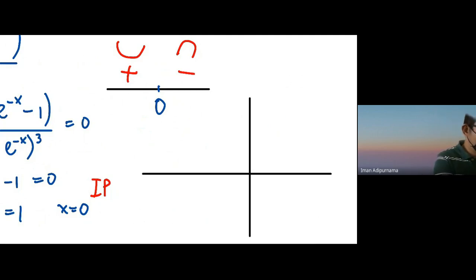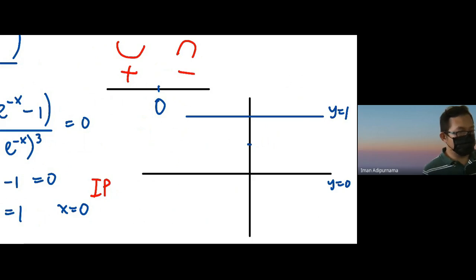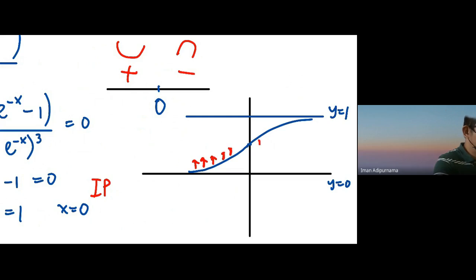It has, let's say, the asymptote here. It's y equals 1 and y equals 0 here. And we have half as our inflection point there. Let me just put some marks there. So we may have like that and like that. Okay. So this will be concave upwards, and this will be concave downwards. And this will be the inflection point here. And this will be horizontal asymptote, horizontal asymptote.